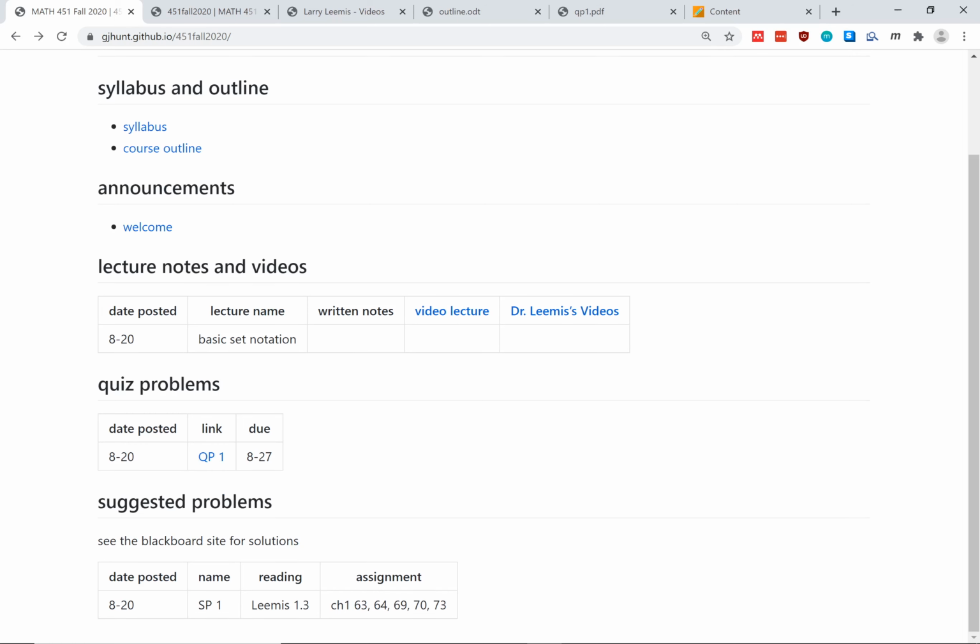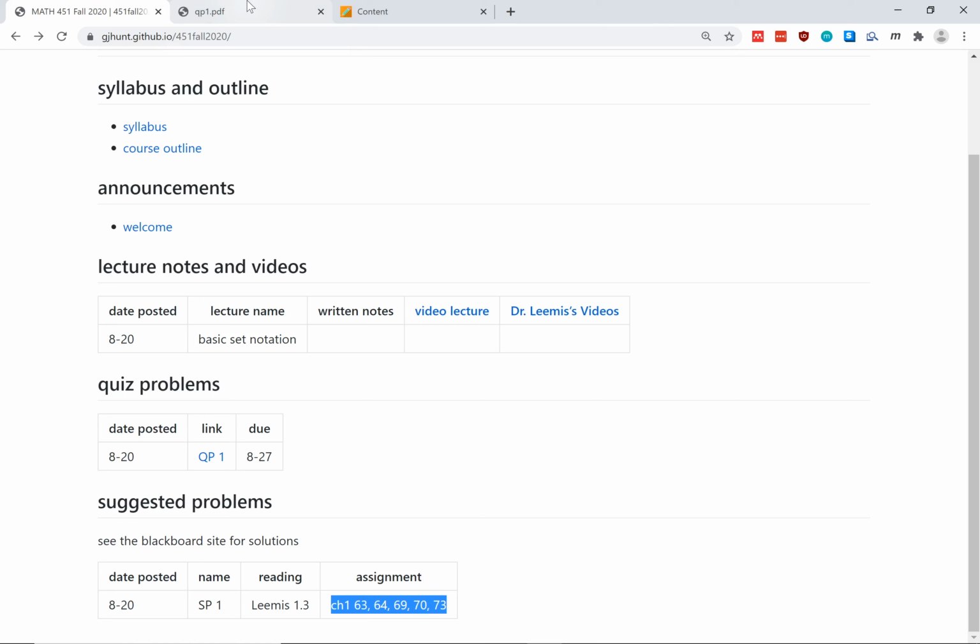So here, 820, SP1, suggested problem 1, suggested reading, Lima section 1.3, and here are the suggested problems, chapter 1: 63, 64, 69, 70, 73. Not going to grade those. What I'm going to do is post the solutions to these on Blackboard. So you can do them, check your answers against my answers, come talk to me in office hours, and then you'll have the additional graded quiz problem.